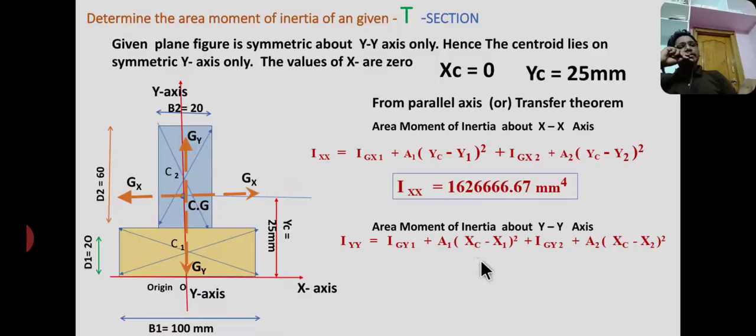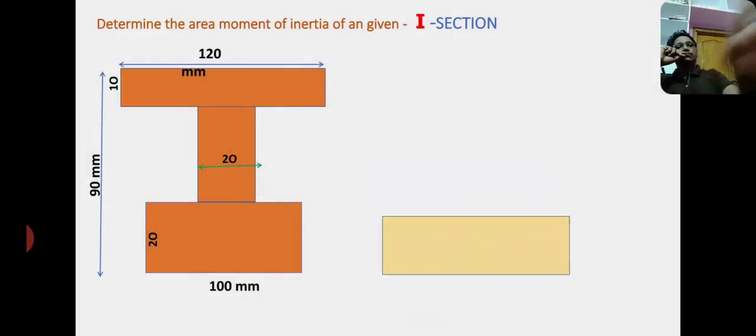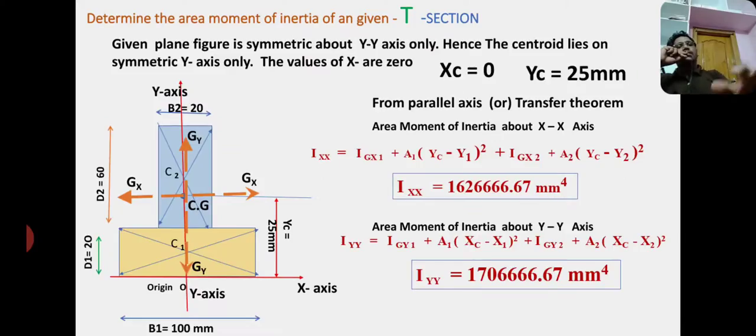Whereas yc minus y1 means the distance between the centroids. Sorry, xc minus x1 is the horizontal distance, that is 0. This value is also 0, but yc minus y1 is not equal to 0. So these are the area moment of inertia for the T section.